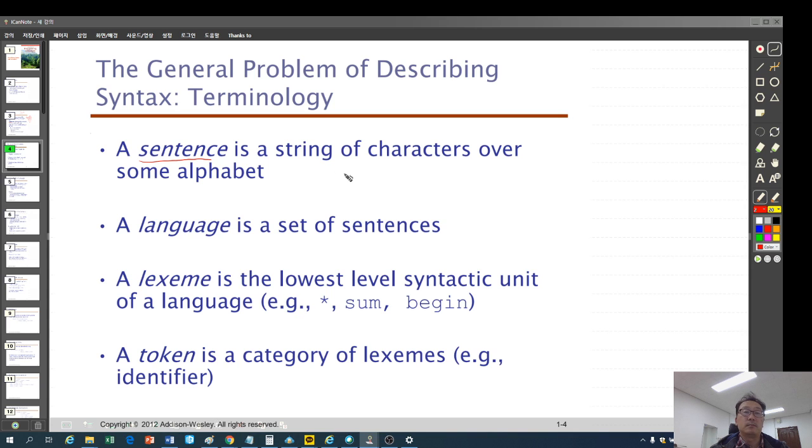For example, this is an English text sentence, right? A sentence is just a string or a set of characters in some defined language. And what is a language? A set of sentences is called a language.